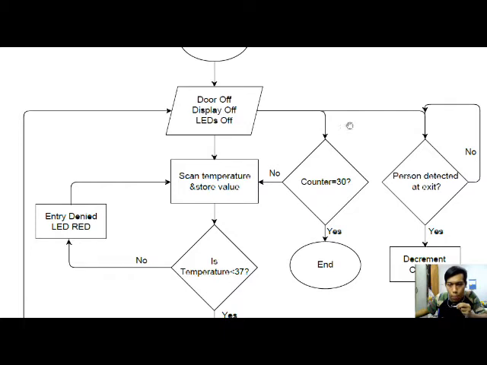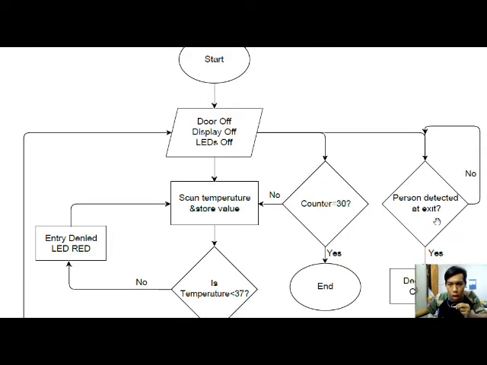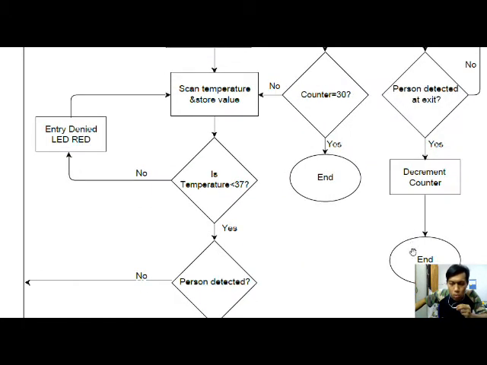When a person is detected at the exit, the decrement counter will be decreased until it reaches 0, and the process will end. And when the person detected at exit does not bring the counter to 0, it must count again until it gets to 0 and the process will end.